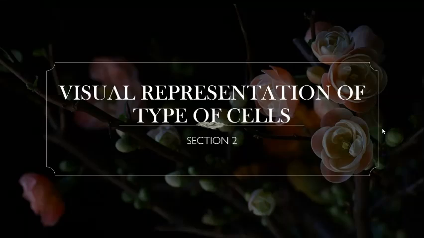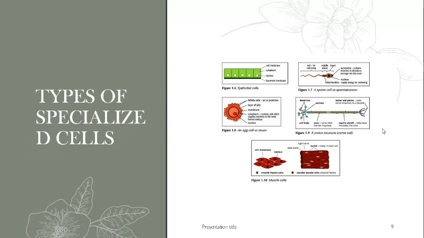So let's look at a visual representation of these types of cells. This is Section 2, which looks at the actual visual representations of these cells. So the types of cell specialization, as seen on the screen, all have different parts. You guys could pause the video and look at the different parts.